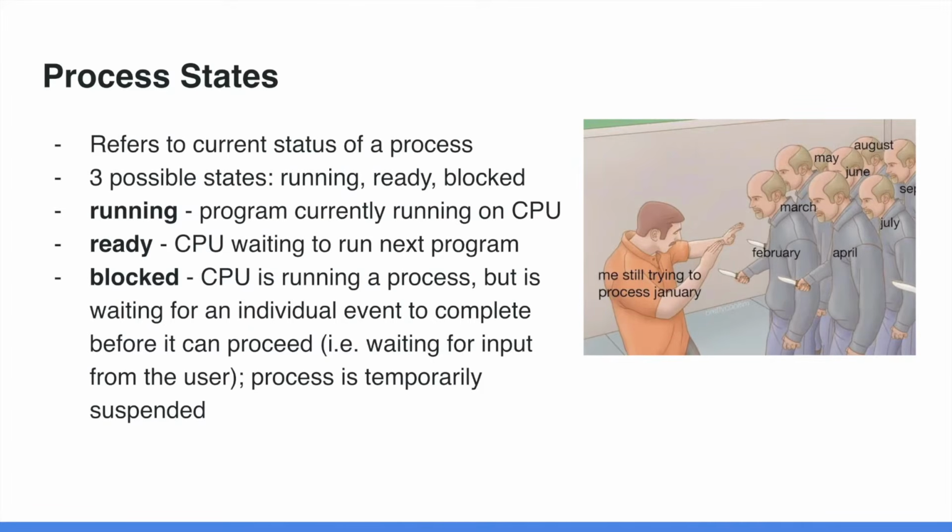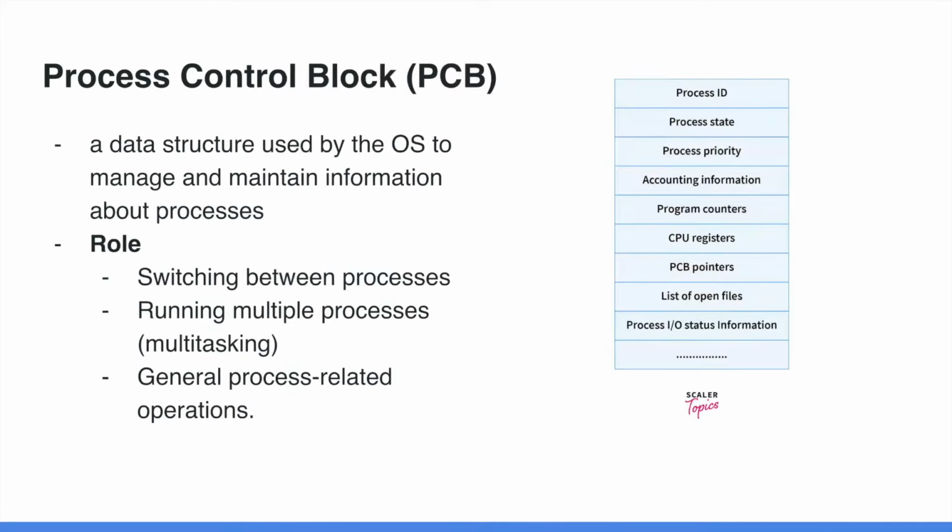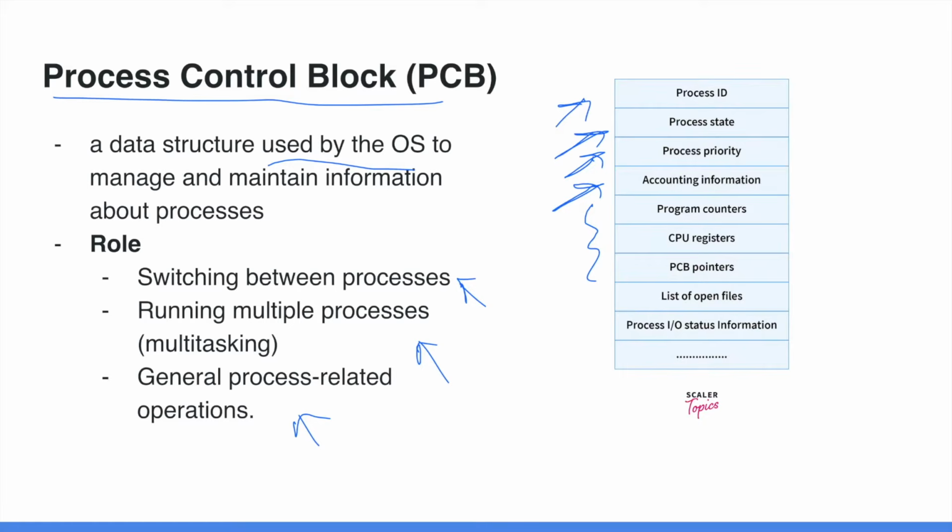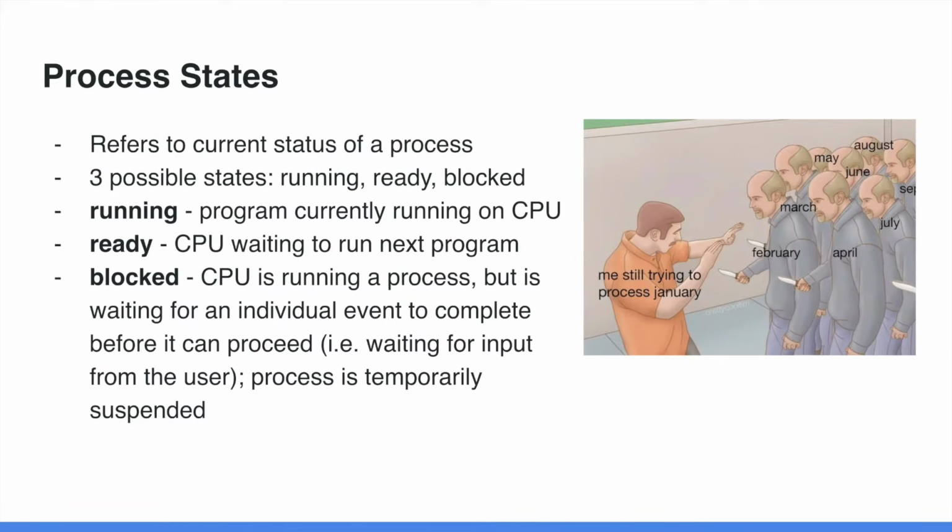Now, in our process control block, we're going to be holding something for each process called a process state. It's essentially the status of the process. And there are three possible states that you need to know. First is running, ready, or blocked. Now, we use the running status when a process is currently running on the CPU. So if it's currently being executed, it's in running state.